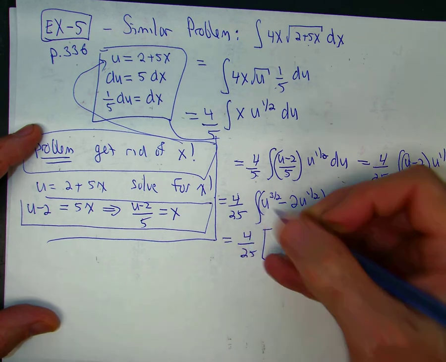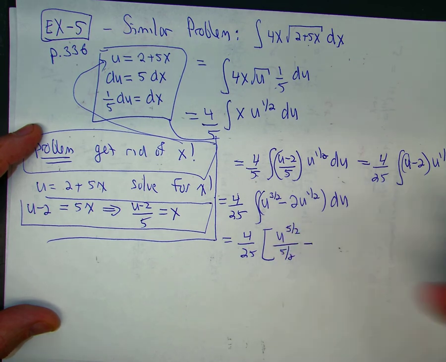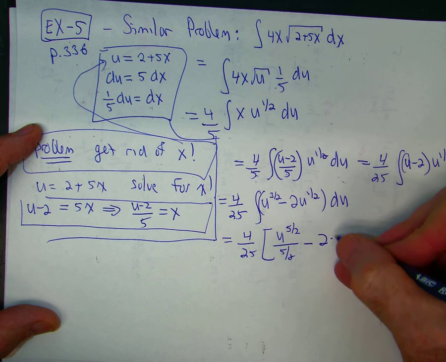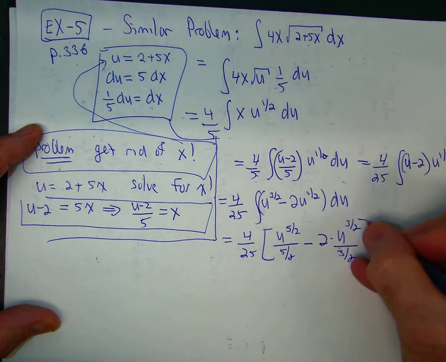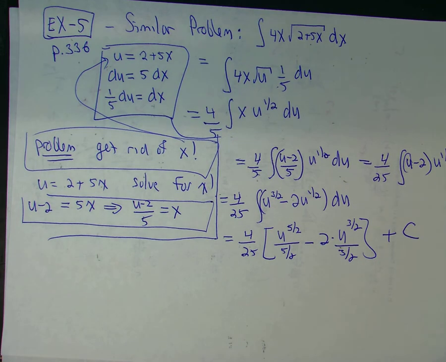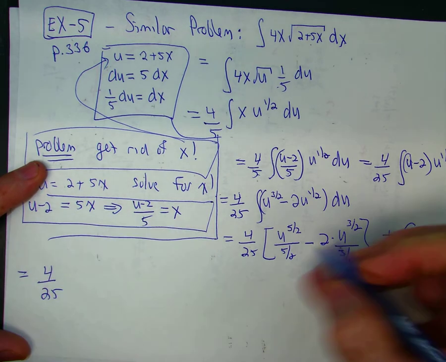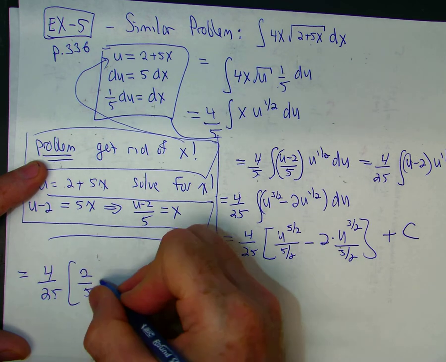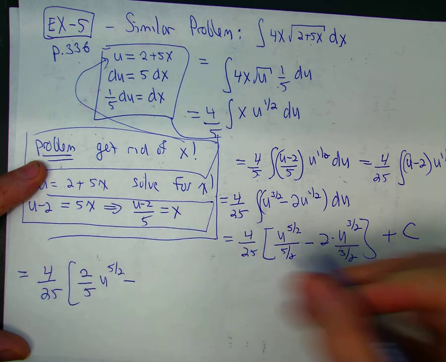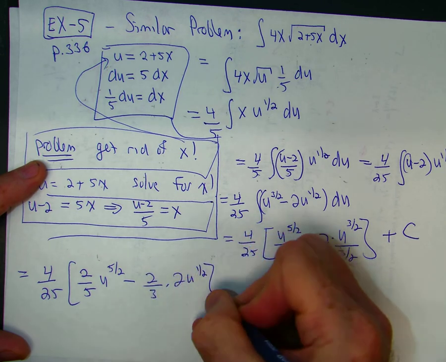My rule for integration: add 1 to the exponent, divide by the new exponent. Add 1 again to this u to the 1/2, I get 3/2, divide by the new exponent, and I have my constant of integration so I don't forget it. Now, there's a lot of algebra involved here, but it's not so bad. Just be patient. So I'll go slowly. Remember, when you're dividing by a fraction, you invert and multiply. There's my constant of integration.